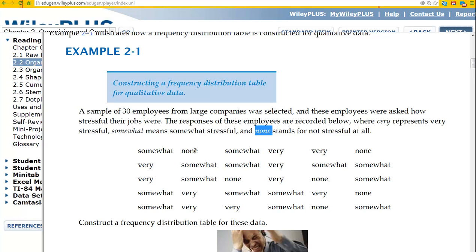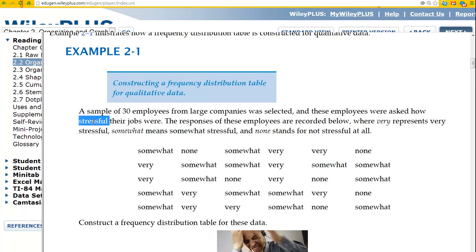So you get these kinds of responses, okay? And then how do you construct a frequency table for this? Well, it's pretty obvious. You have the variable. What's the variable? First of all, let's ask that. This is a kind of question I might ask you. In this scenario, what is the variable? How stressful, or stress level, or something like that, right? That would be the variable. Let's call it stress level.